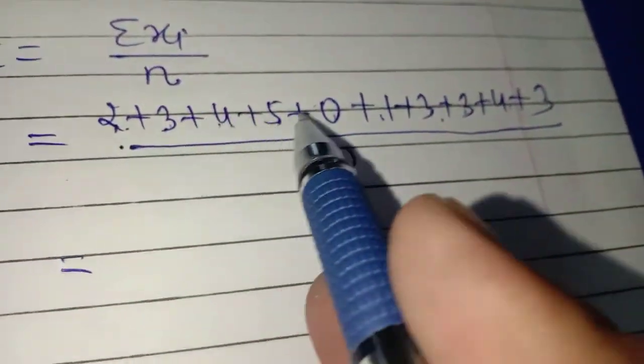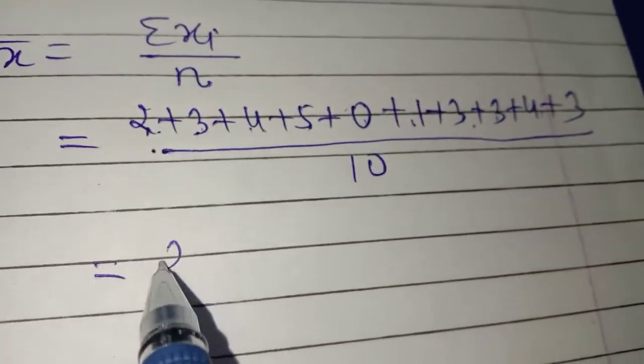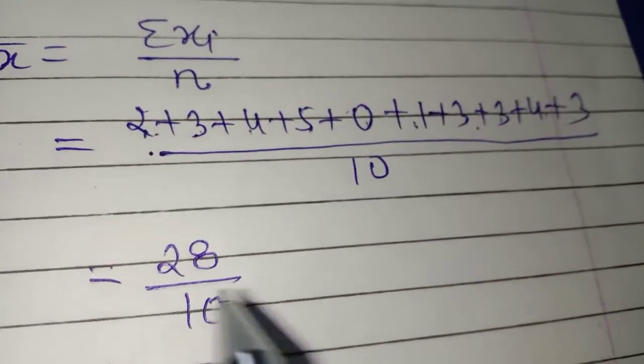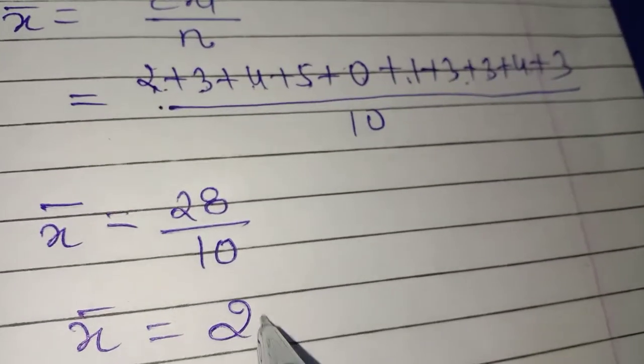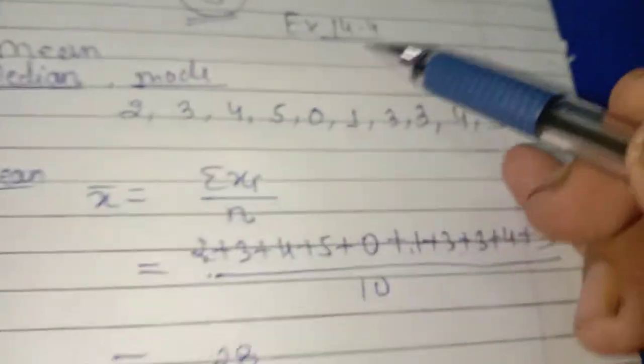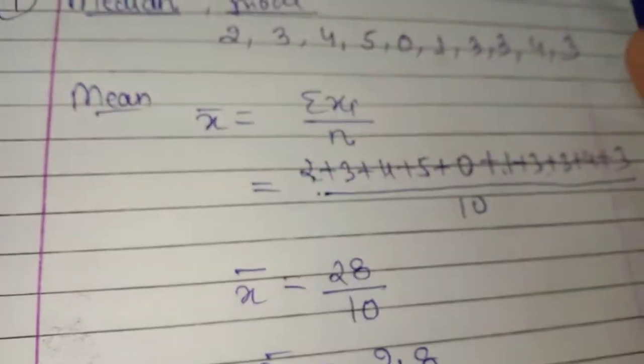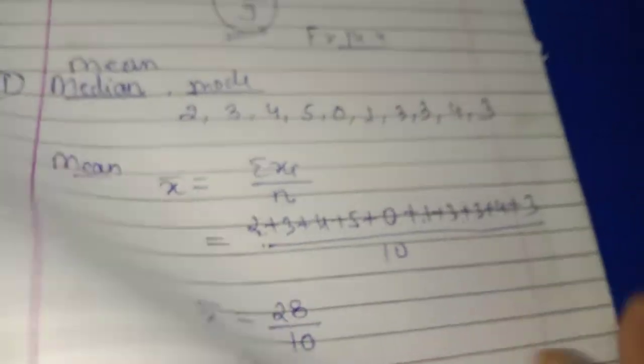Now add the sum of all observations. The total of all the observations is 28, and it is divided by 10. So the mean of the observations will be bar x is equal to 2.8. Clear? So in this way we can find mean. Once again I repeated the formula and the same question.